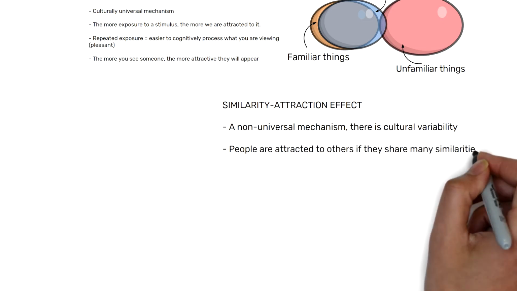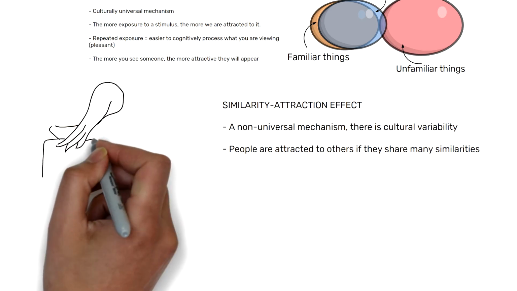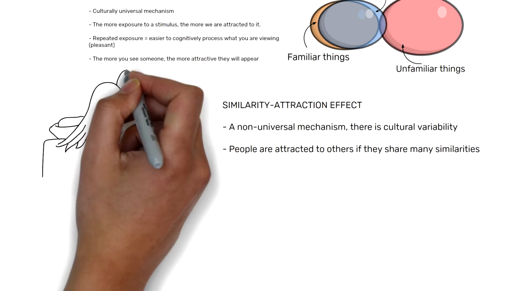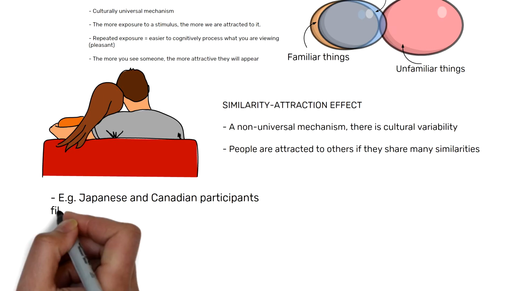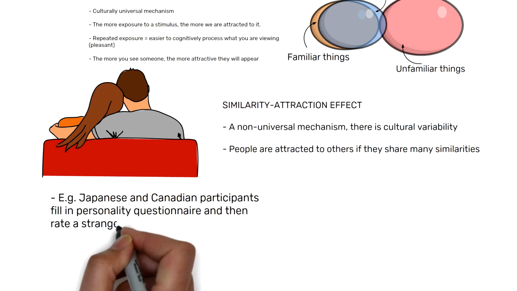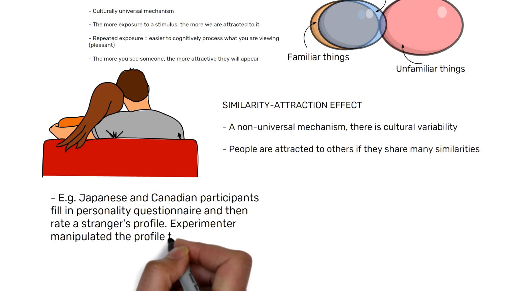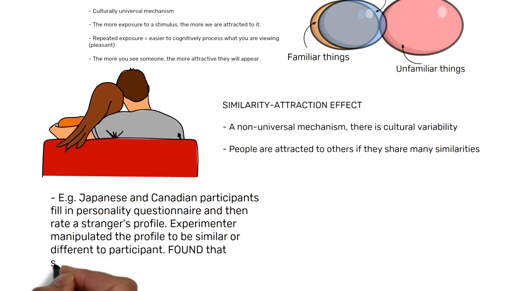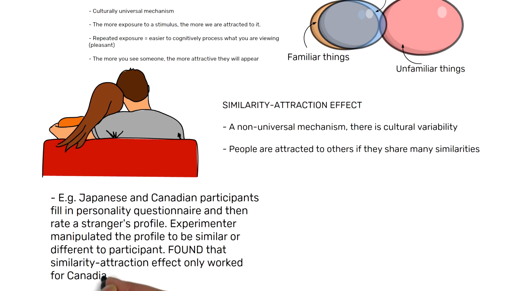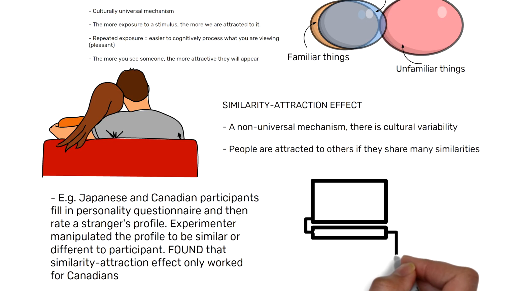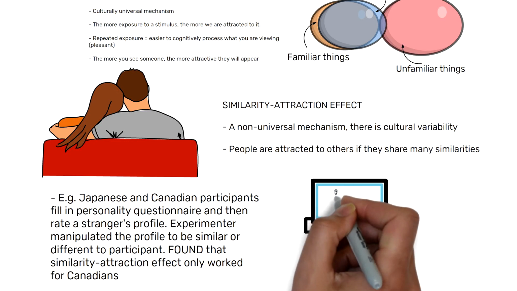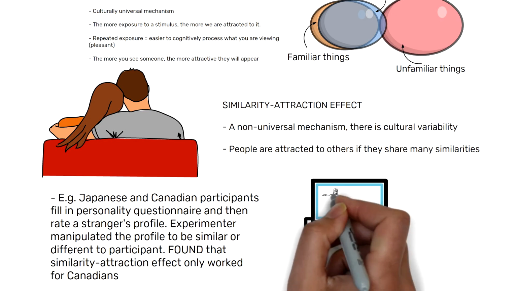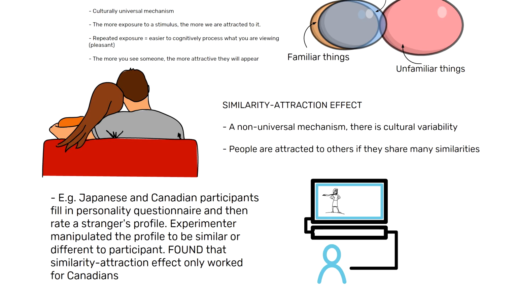This is not universal, however, as there is evidence of cultural variability, which is particularly strong in cultures with high relational mobility. For example, research in 2009 used a sample of Japanese and Canadian participants and had them fill out a questionnaire, giving an indication of their personality. They were then asked to rate how much they liked the profile of a stranger. However, the experimenter manipulated this and showed them a profile of someone who is either similar or different to them. They found that the similarity attraction effect only worked for Canadians, who tended to like individuals who were more similar to themselves. Therefore, it was concluded that the similarity attraction effect is not universal and is only observed in certain cultures.